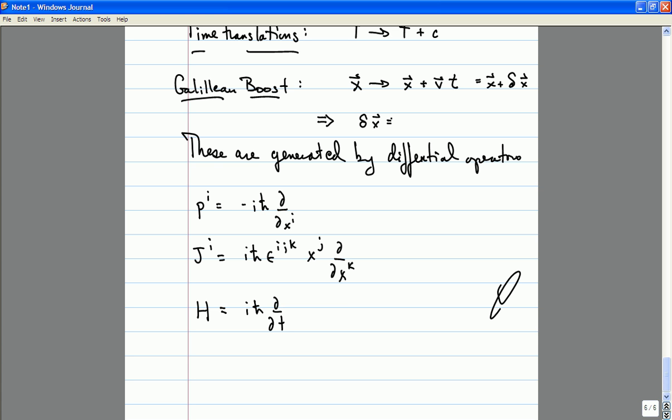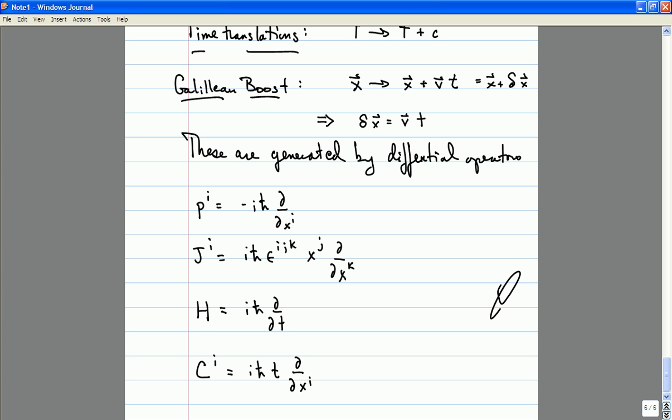If you write this as x plus delta x, then delta x is vt. Or, if you think about delta x as some infinitesimal differential operator acting on x, then it's going to be that conventional i ħ times t times d/dx_i.